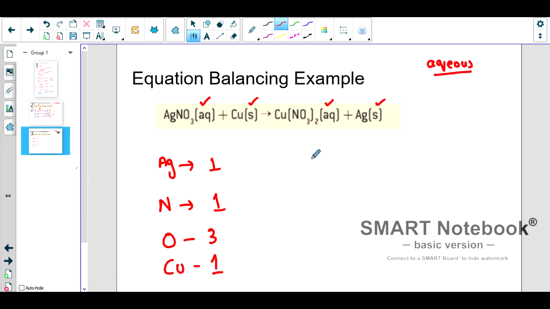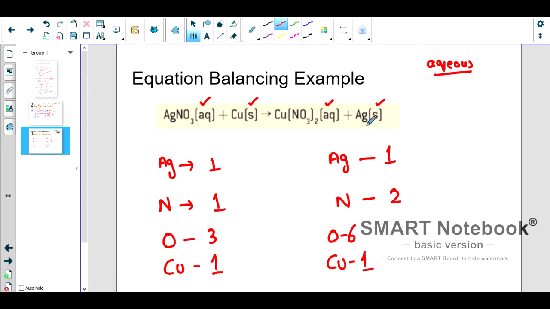Now let's look at the product side. Here how many Ag do we have? We have 1. How many nitrogens do we have here? Nitrogens we have is 1 into 2, because of the bracket, so we have 2 nitrogens. How many oxygens do we have? 3 into 2, we have 6 oxygens. And how many copper? Copper we have is 1.